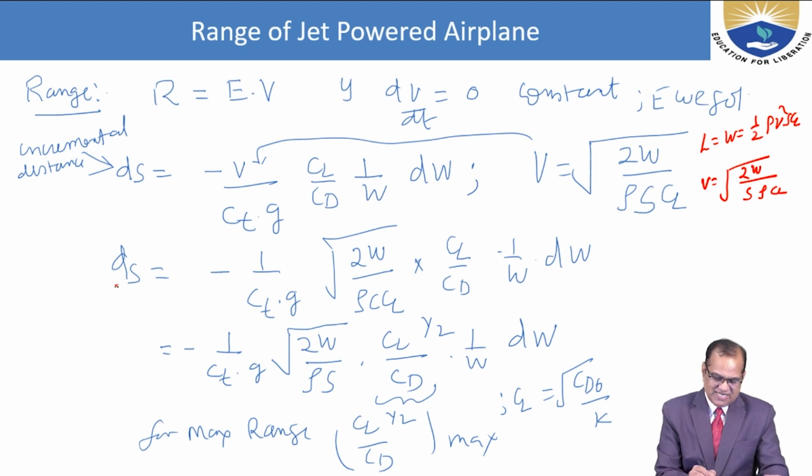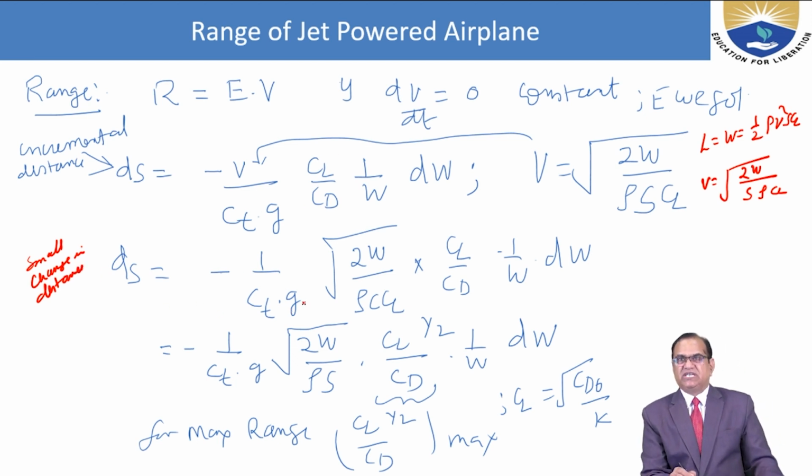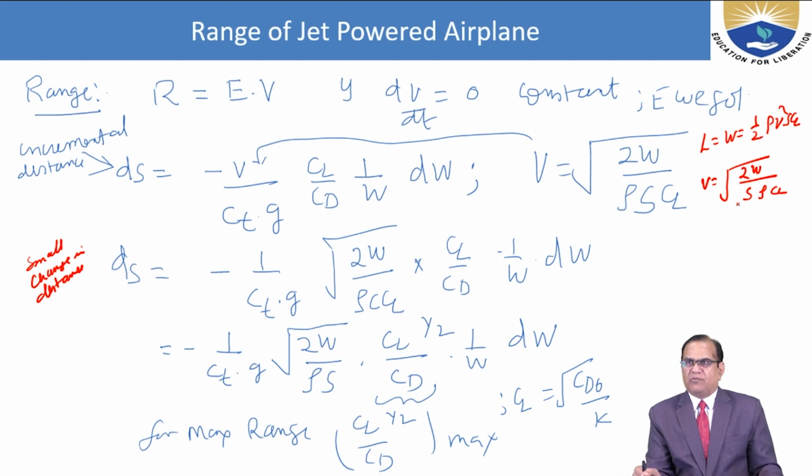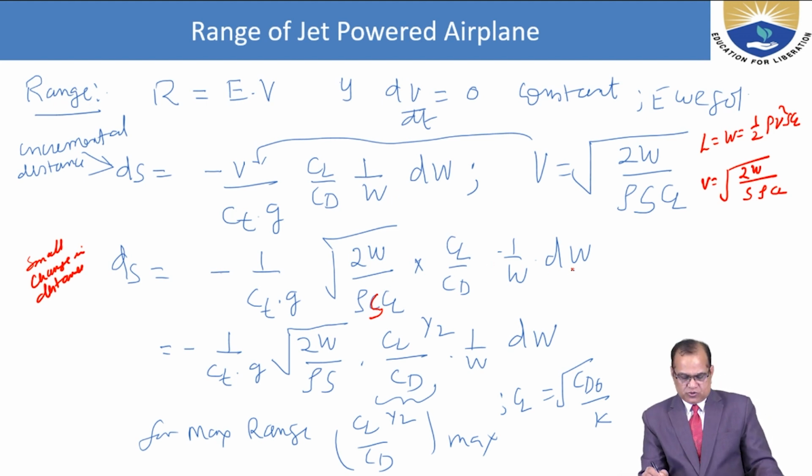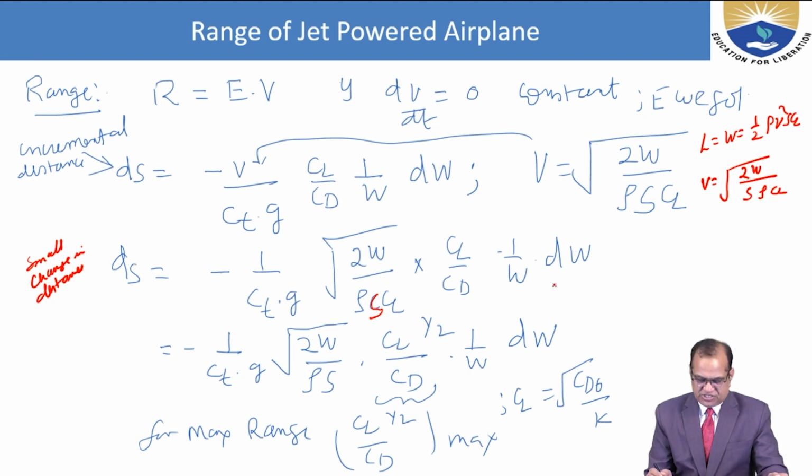Now this ds is a small change in distance. This ds is equal to minus 1 by Ct into G. For this V we will put under root 2W by rho S Cl. Here we have the Cl by Cd, and here 1 by W into dW. So now we will make some simplification in this.